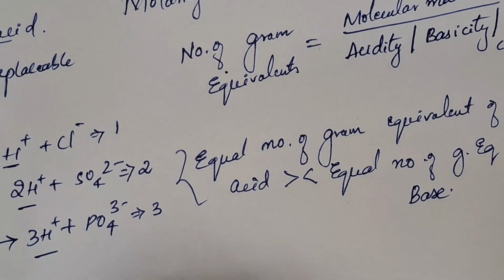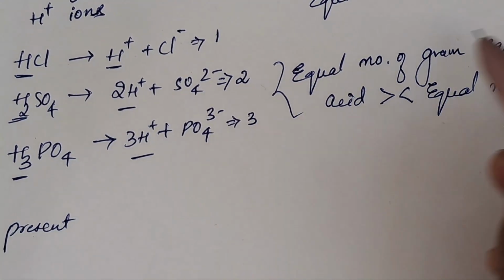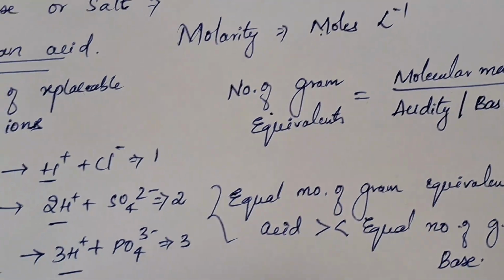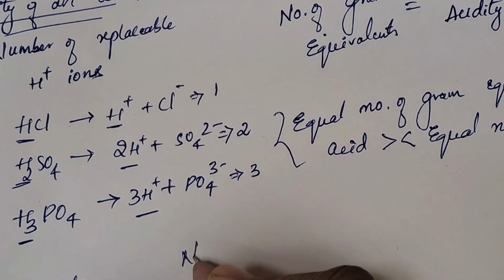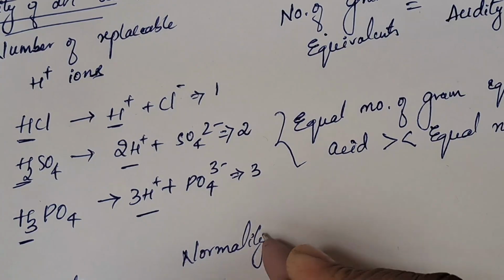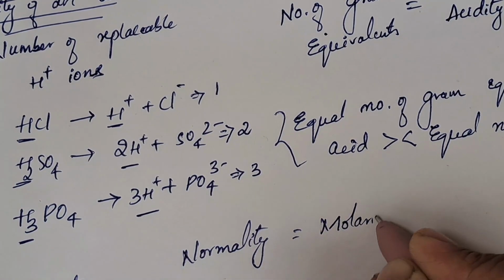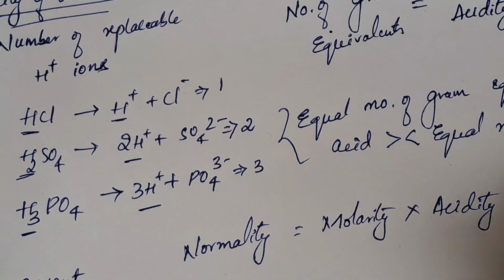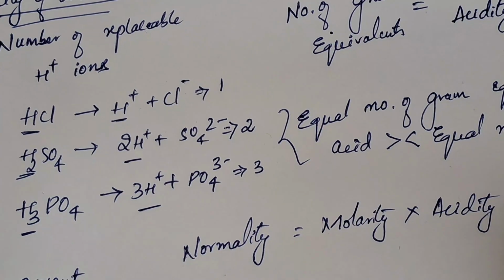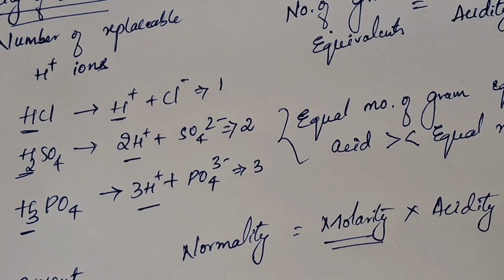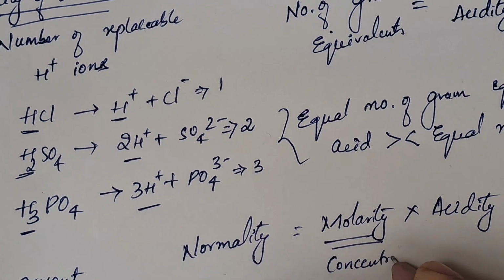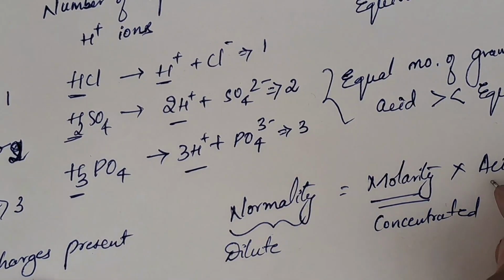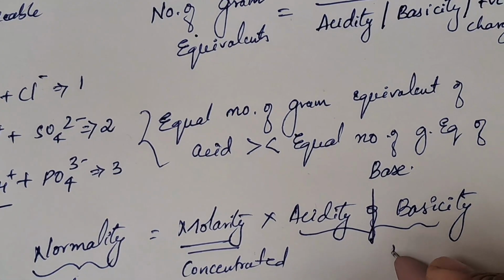So how are normality and molarity related? Since we know molarity is nothing but moles per liter. Moles can also be described as mass by molar mass, correct? Normality is equal to molarity into acidity or basicity. So that means if a solution is in a molar concentration, it is more concentrated. If it is in a normal concentration, it is diluted, if the acidity and basicity is more than 1.